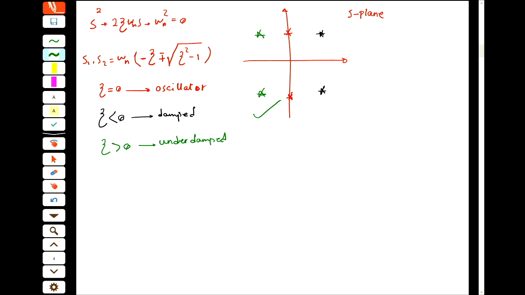Zeta equal to 1, why? If zeta is equal to 1, then it's on this axis. This is sigma, this is omega, and s equals sigma plus j omega. All right.